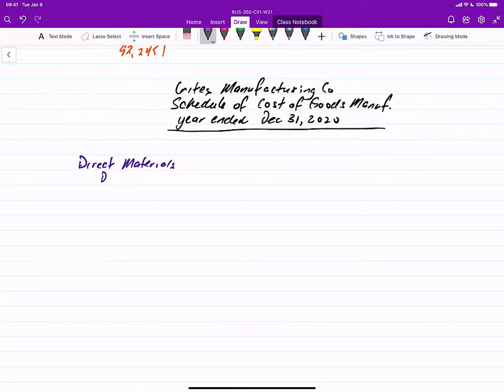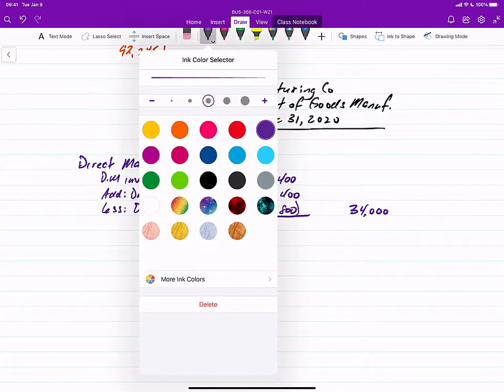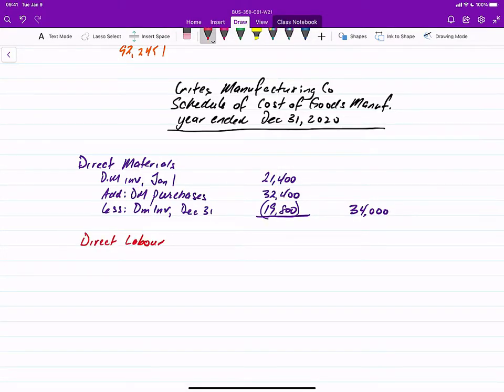We have direct materials inventory on January 1st, which is 21,400. And then we add direct material purchases of 32,400. And then we subtract, less, direct material inventory at December 31st, 19,800. So that means our direct materials used are $34,000. Then we'll have a line for direct labor. That one's easy. There's only one number, $52,000.